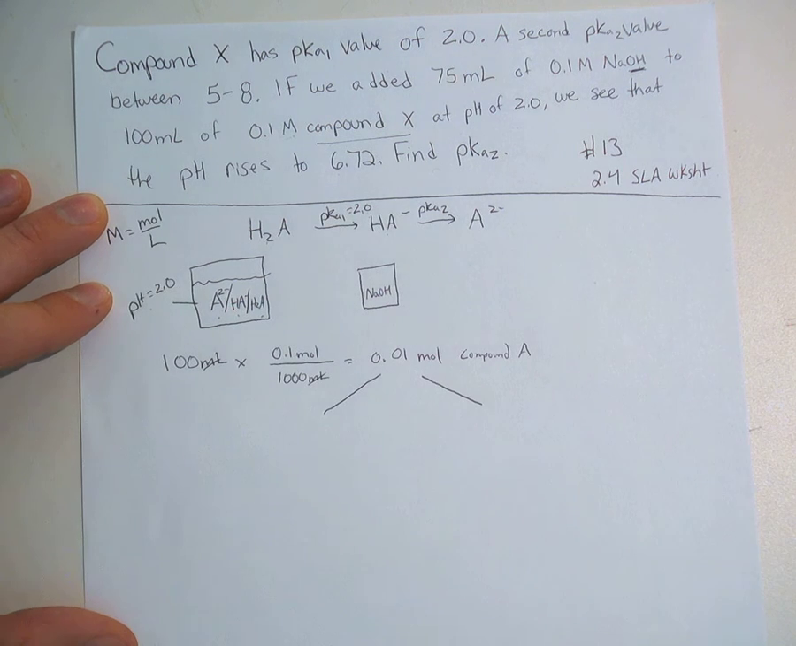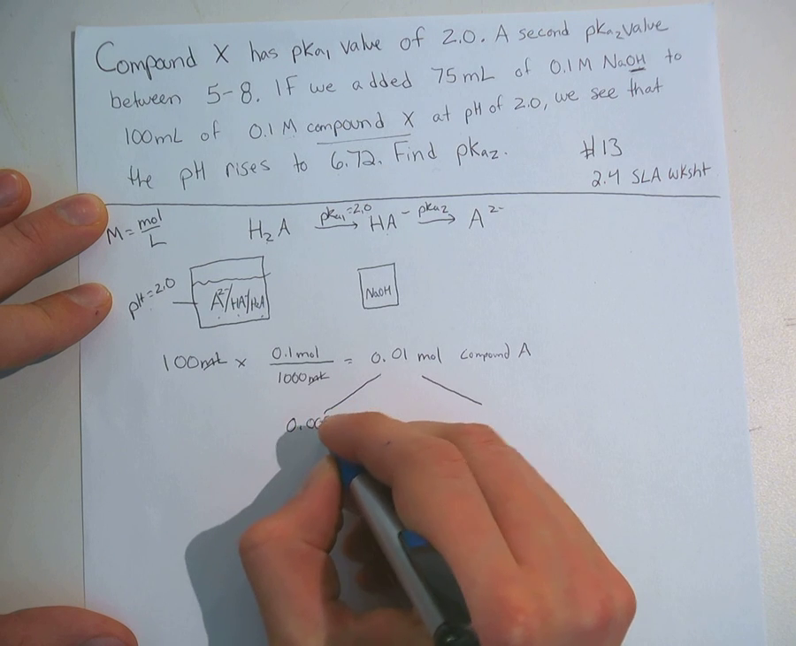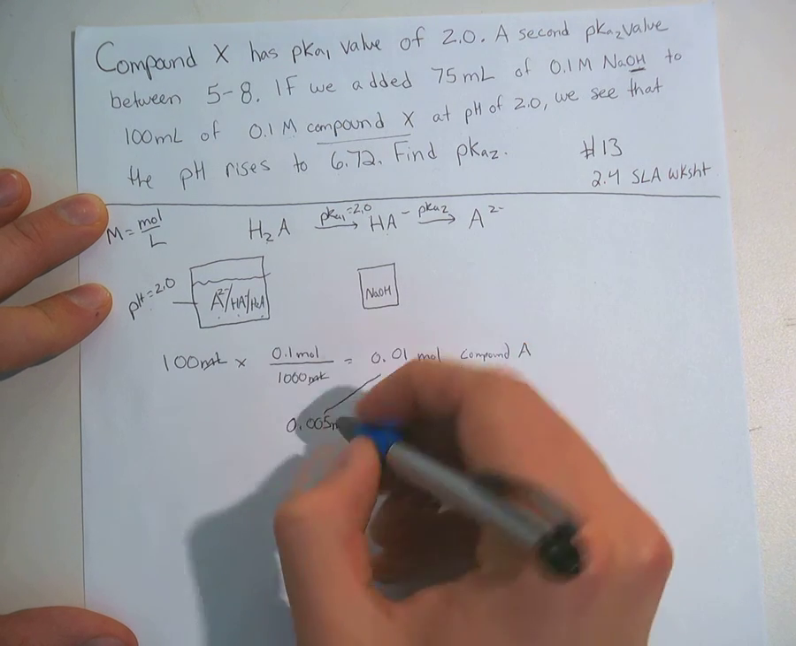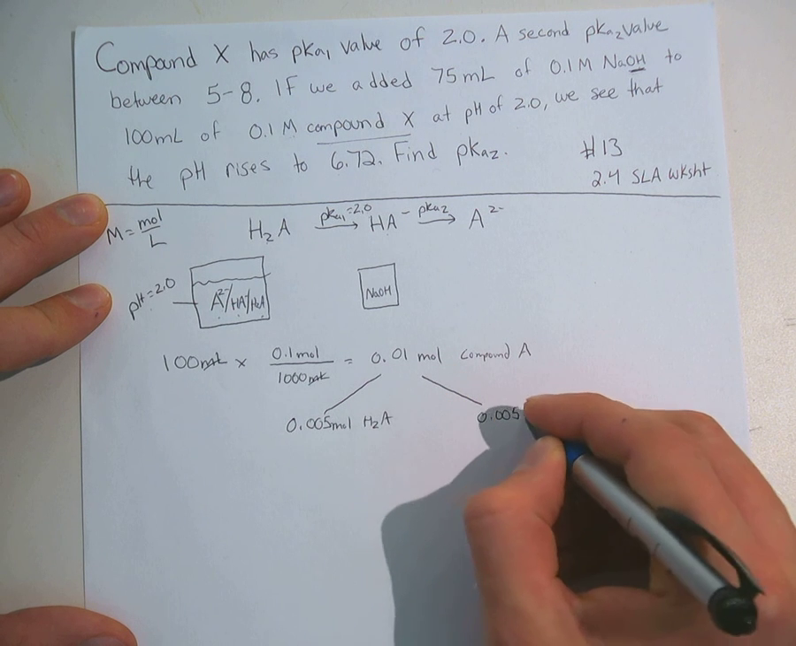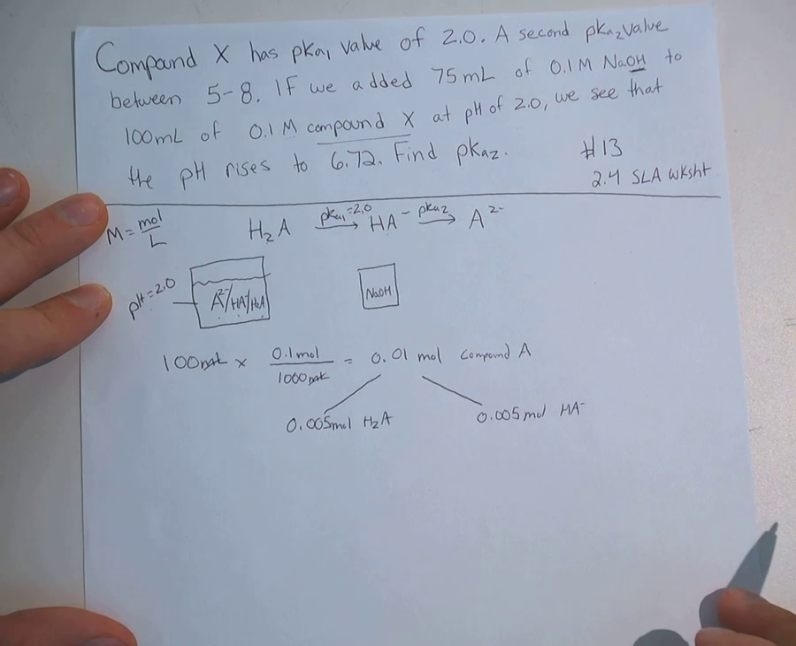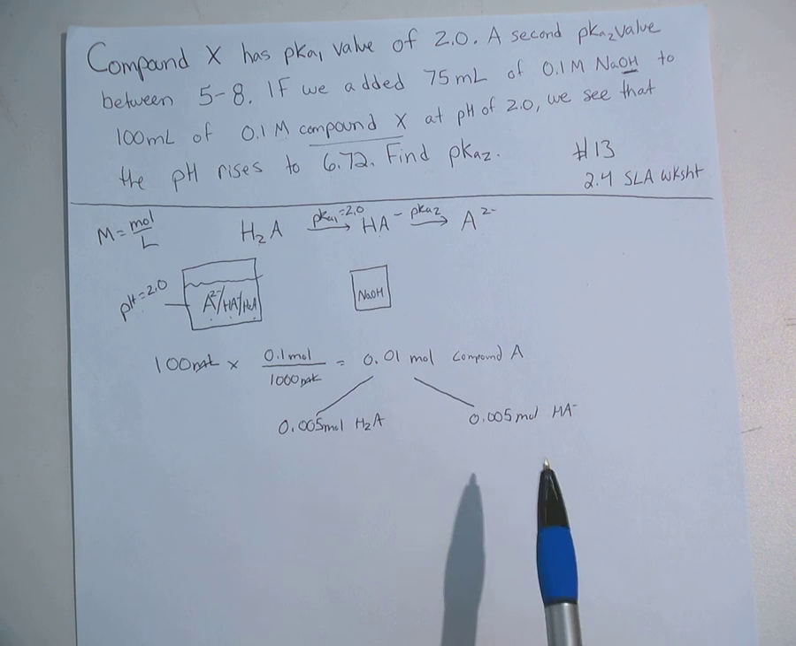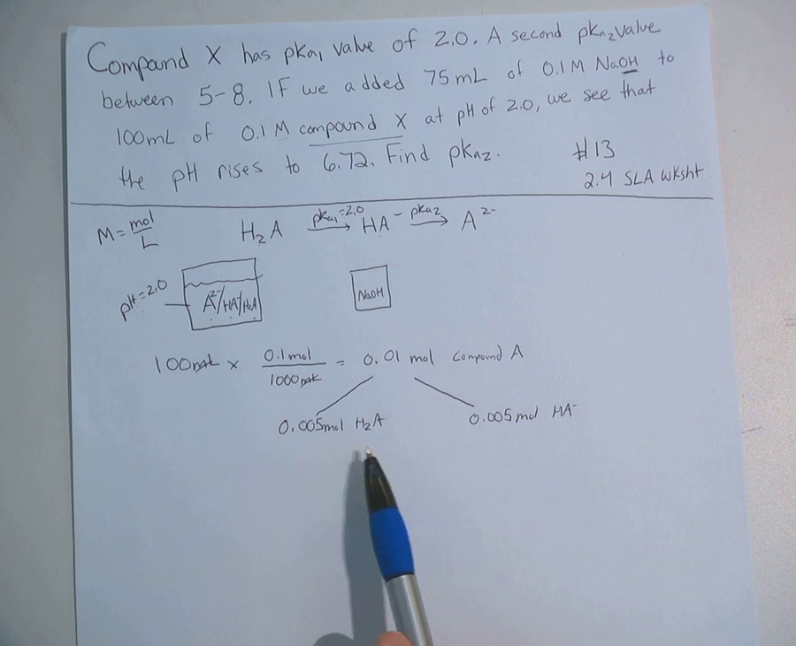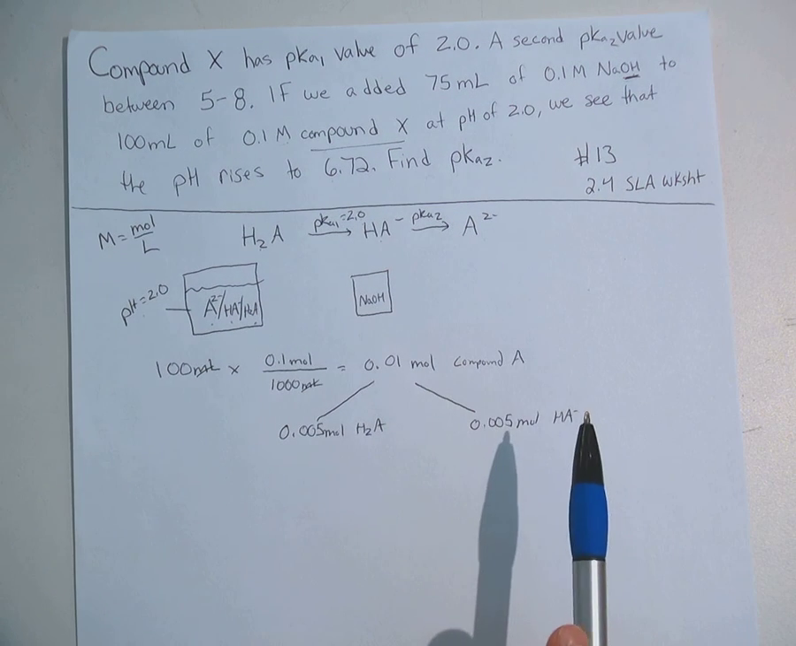If I divide the 0.01 by 2, that's going to give me 0.005 moles of the acid species and 0.005 moles of the basic species. Now you ask me, well, what about the A2 minus? Well, when your pH is equal to pKa, you have 50-50. 50% of the acid, 50% of the base, leaving 0% left for that species.